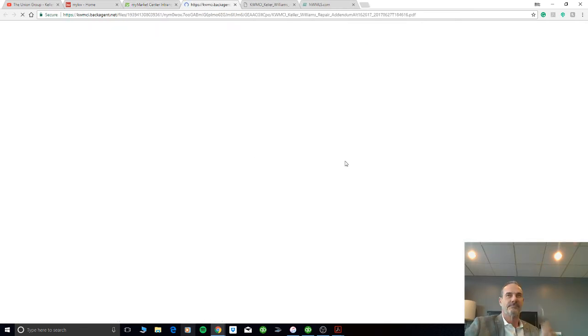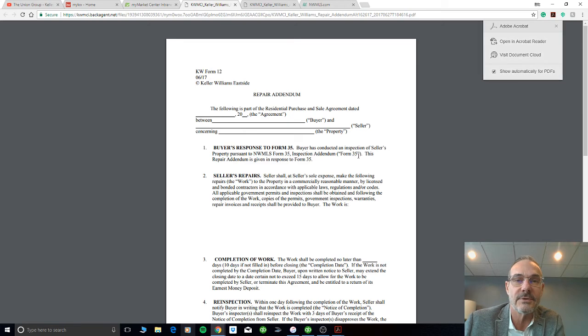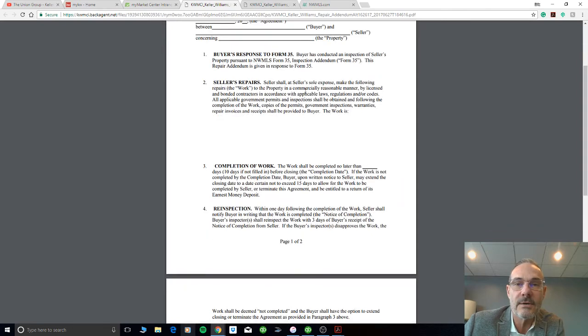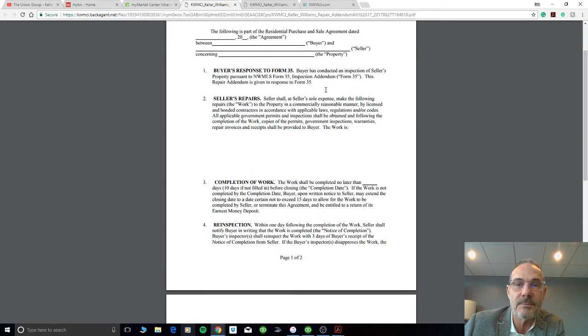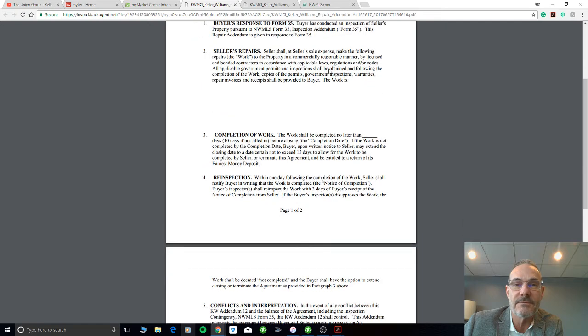Repair addendum. Remember, not all of these were ones I said I needed for you. Okay, this is a repair addendum. So it's saying you conducted an inspection and that this repair addendum is being given in response to Form 35. This is detailing the repairs that are going to be made.